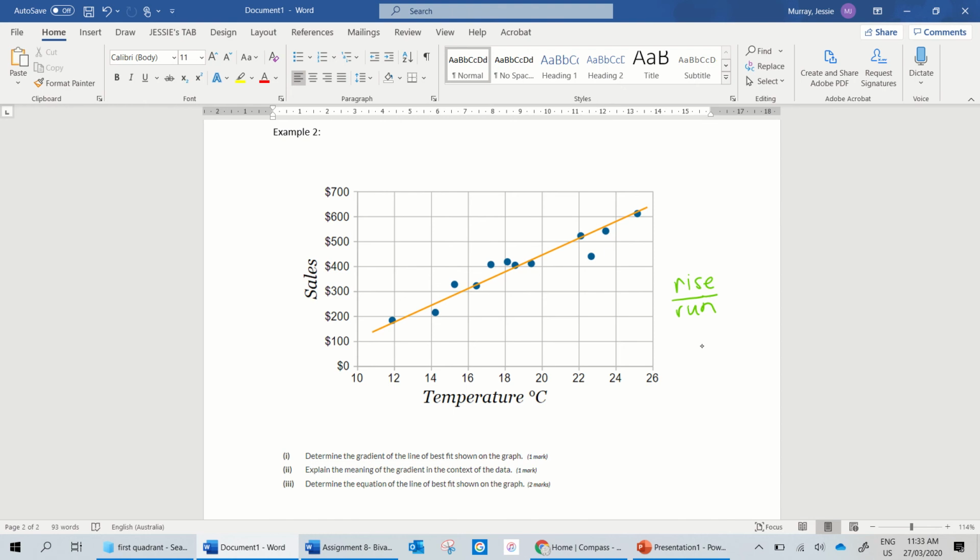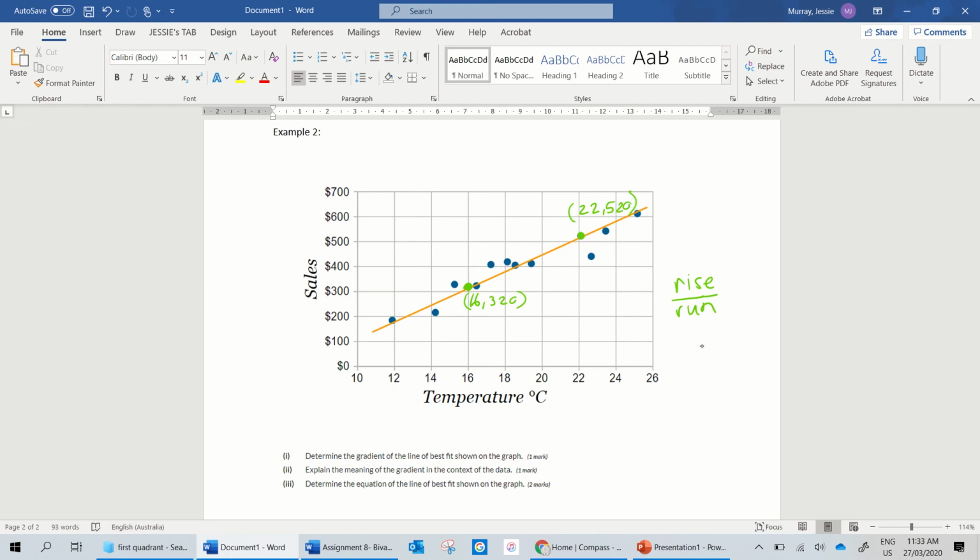We could do here, that's the point 16, and what if these are going up by, let's say 320? Let's find another point. We could do this one here, even, that exact point. And let's say that's 22. And it's gone up 520.